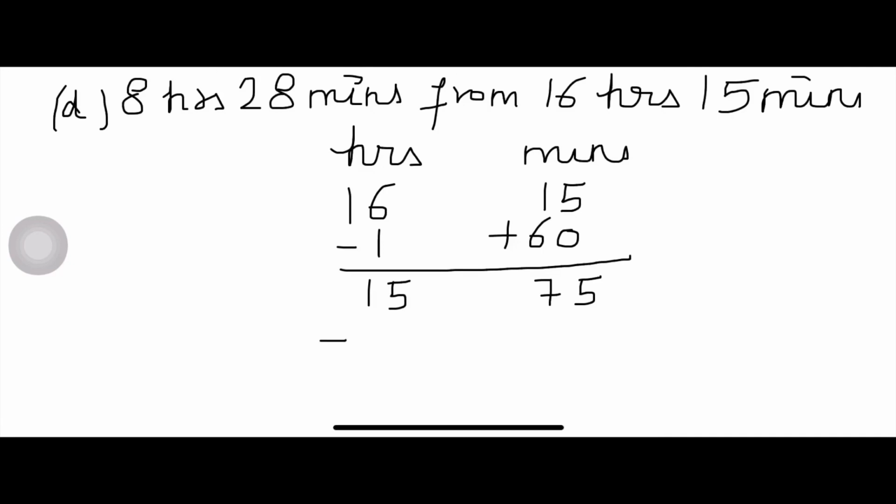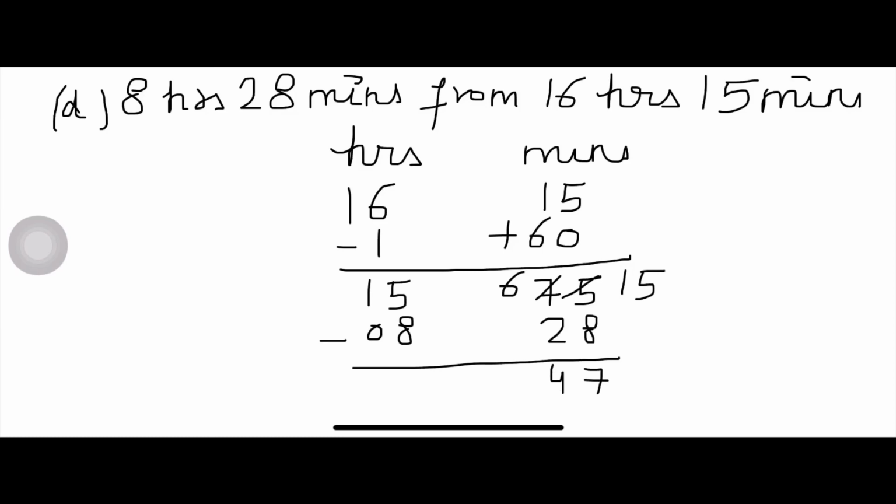Now subtract 8 hours 28 minutes. Answer is 5 became 15, 7 became 6. Now 15 minus 8 is 7, 6 minus 2 is 4. Now again 15 minus 8 is 7. So answer is 7 hours 47 minutes. So this is how you have to do these type of question.